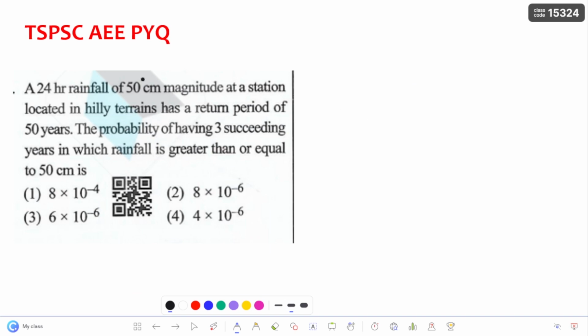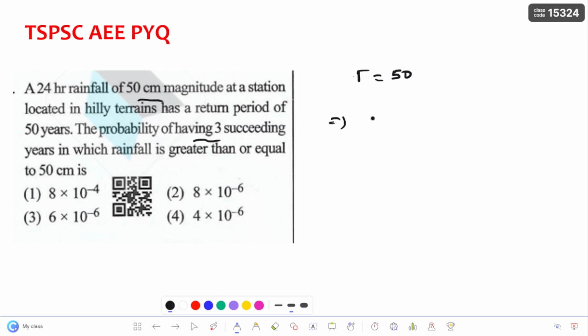Let's come to the other question. The 24-hour rainfall of 50 centimeter magnitude at a station located in hilly terrain has a return period T given as 50 years. What is the probability of having 3 succeeding years in which the rainfall is greater than or equal to 15 centimeters? In 3 succeeding years, the rainfall should be greater than or equal to 15 centimeters. What should be the probability?